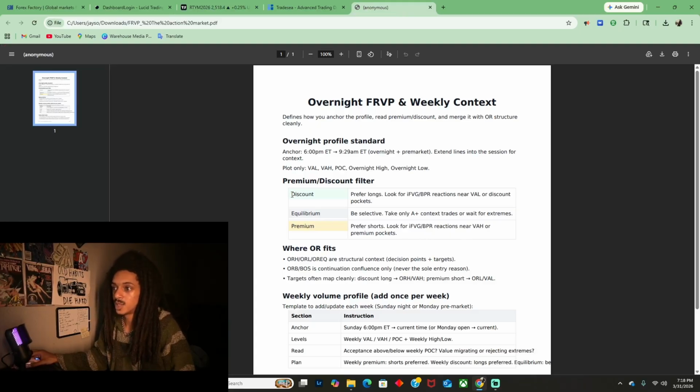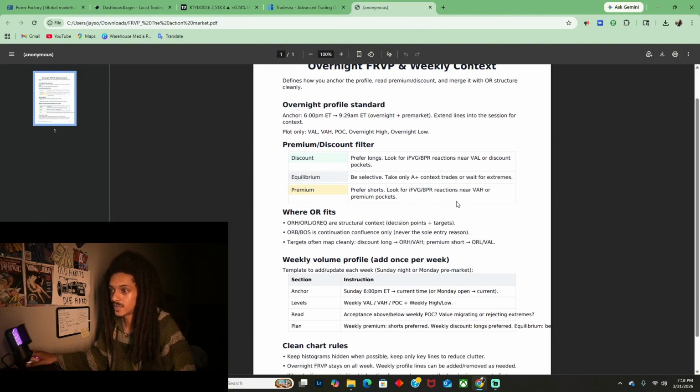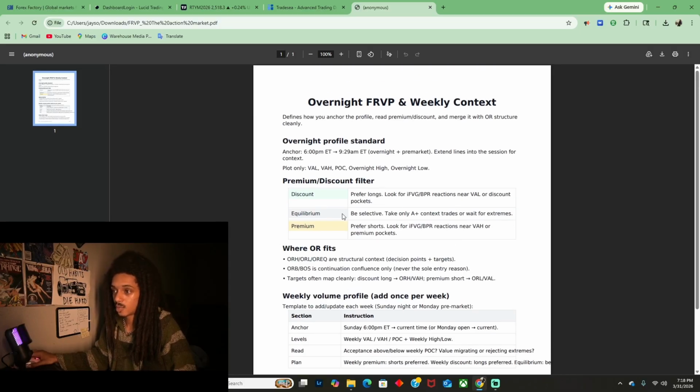So when we're coming into a session in discount, obviously I prefer longs. We'll talk about these another day. The reactions near value area low, or discount, are where you want to start looking for reversals or long entries. When we're at equilibrium or point of control, I usually just stay away unless it's an obvious continuation type setup or something. When we're just sitting at point of control, you need something else to go along with it. That's not much of a confluence.